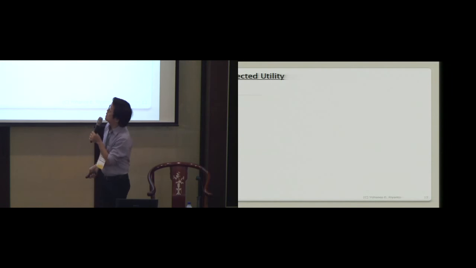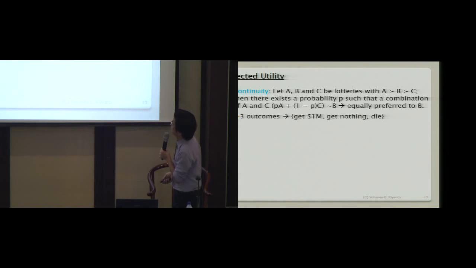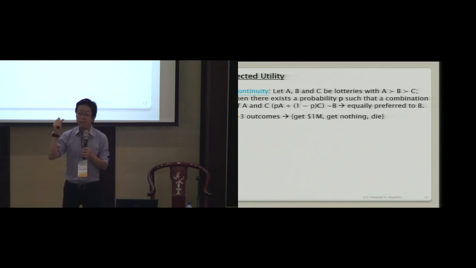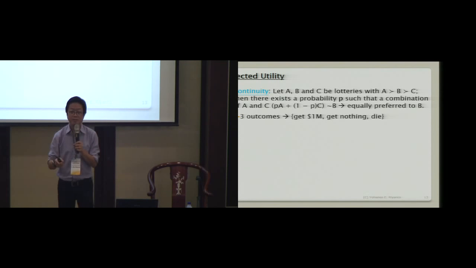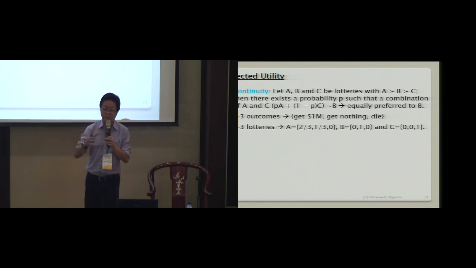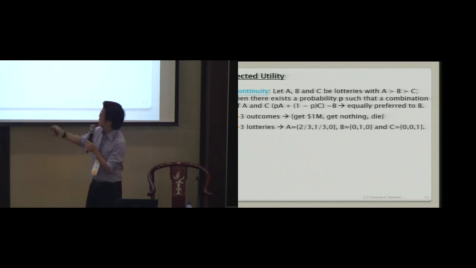So let me explain a bit. Continuity. Let me give you an example. Suppose that there are 3 outcomes. The first one, you get $1 million. Second, you get nothing. The third one, you die. Okay, there are 3 options here. I can construct a lottery, 3 lotteries in fact, using these 3 outcomes. So I call them A, B, and C.